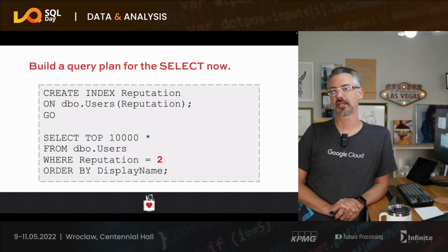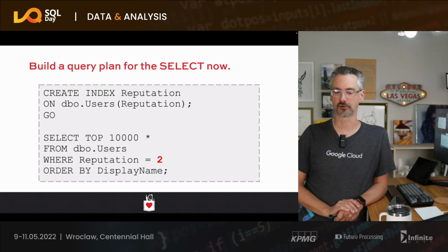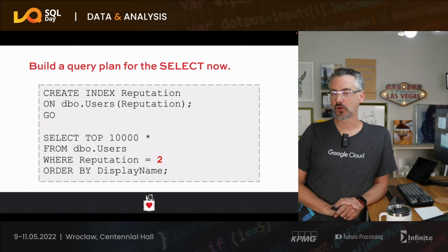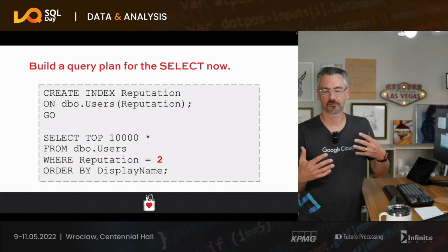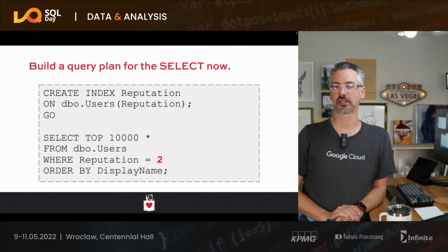I'm going to start by taking the users table. The users table holds exactly what you think it holds, a list of everyone who's logged into Stack Overflow, left a comment, left an answer, posted a question, whatever. People at Stack Overflow are very competitive. They're constantly in a race to see who has a higher reputation.